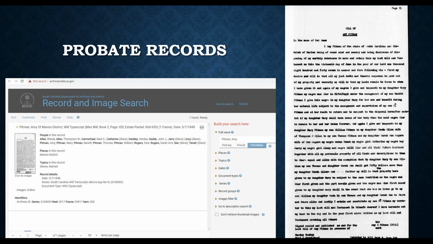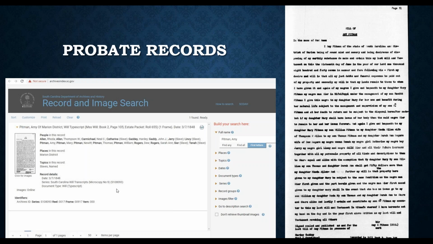This is a record I found on the South Carolina Department of Archives and History website, in their online records. And I was, quite frankly, sitting at the desk in the Kennedy room one night, and didn't have patrons in, and decided, okay, let me explore this search. And I put in Thompson Allen, who is my great-great-grandfather. And anyway, lo and behold, this pops up. This is the will of Amy Pittman in 1852, or 1848, sorry.